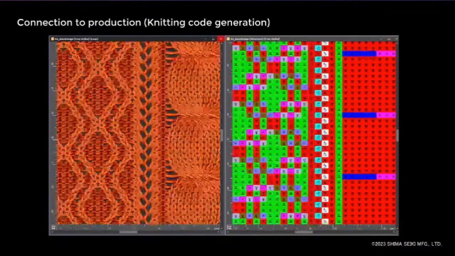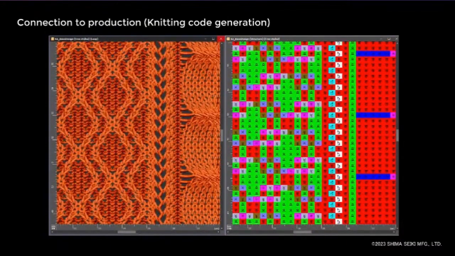That means with APEXFiz, it is possible to not only create 3D as a visual, but also to achieve a complete DPC that leads to final production. This technology can only be realized by SHIMA SEIKI, a manufacturer of flat knitting machines.